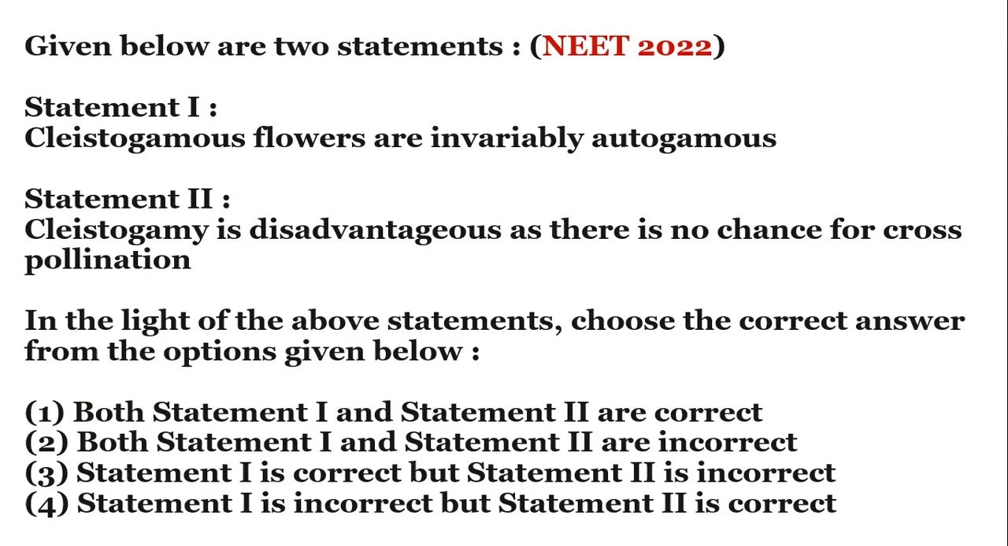So out of the four options given, you have to select option 1 when both statement 1 and 2 are correct. Option 2 when both statement 1 and 2 are incorrect. Option 3 when statement 1 is correct and statement 2 is incorrect. And 4 when statement 1 is incorrect and statement 2 is correct.